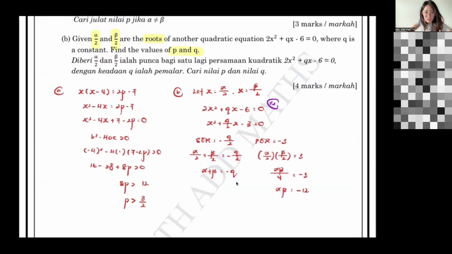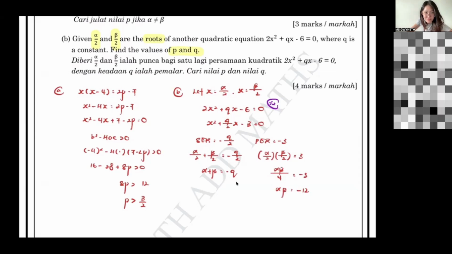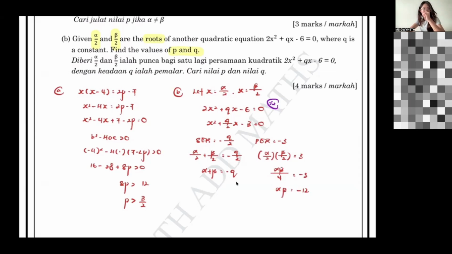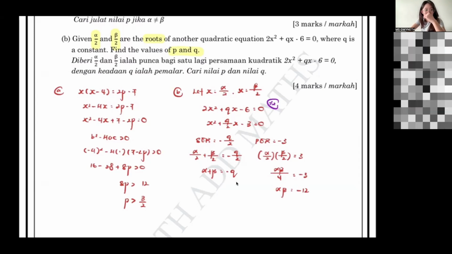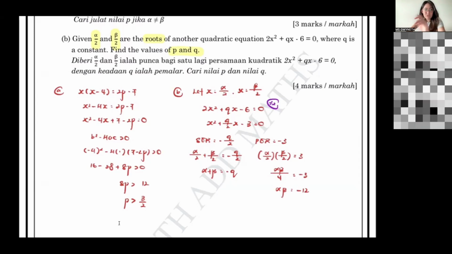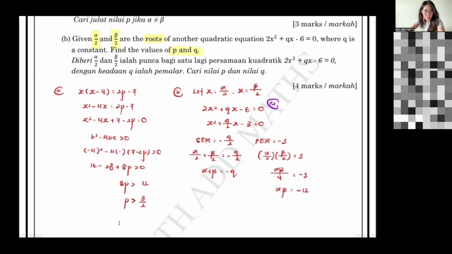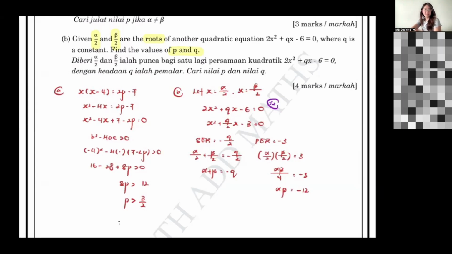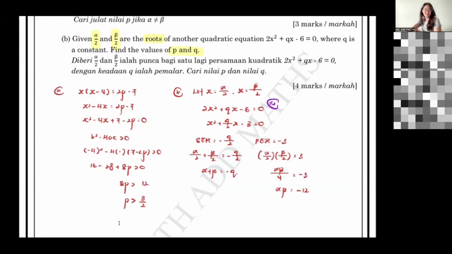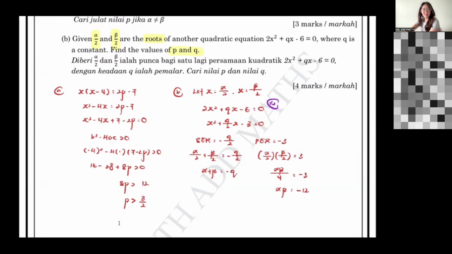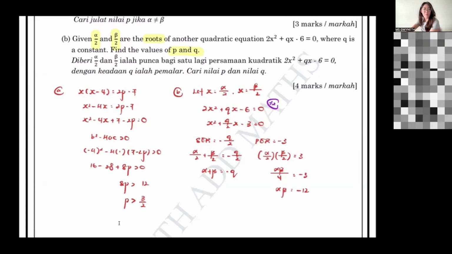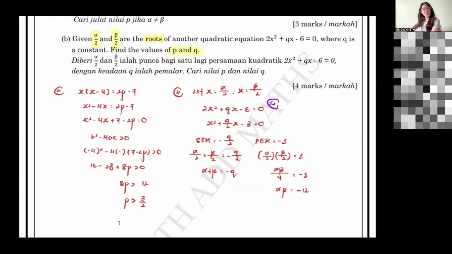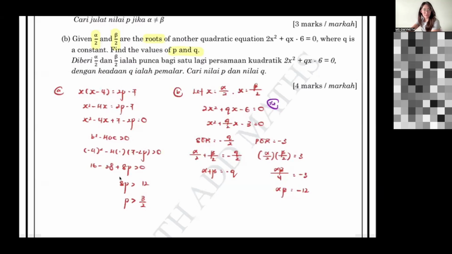Okay, then what do we do next? What we need is finding p and q, isn't it? All right, so what do we do next? Any idea? It is not related to A, guys. It is not related to A.